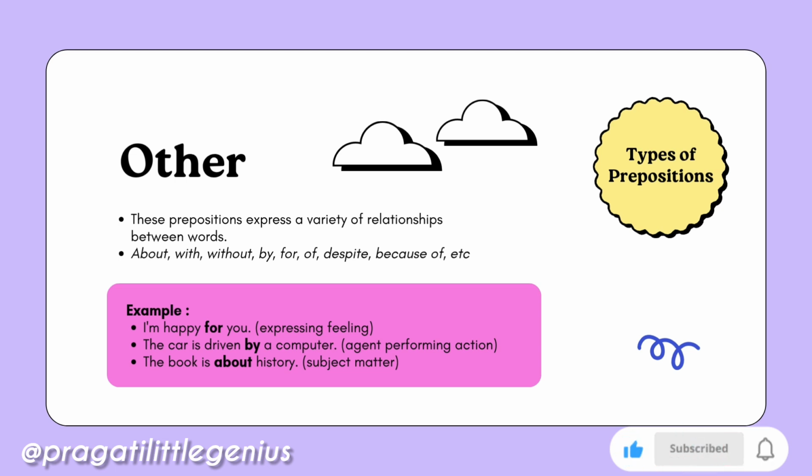Common words which express these prepositions are about, with, without, by, for, of, despite, because of, in different conditions. First example is: I am happy for you. It shows feeling. Next example is: The car is driven by a computer, which shows agent performing action. The third example is: The book is about history, which shows subject matter.